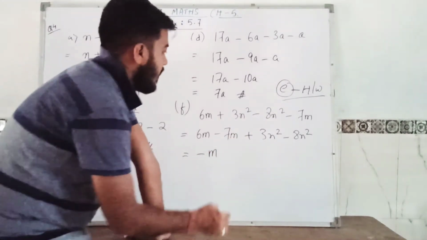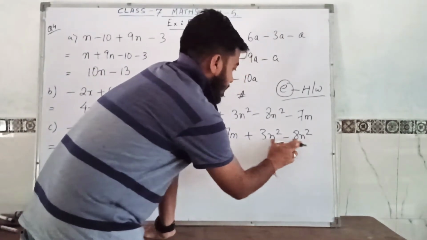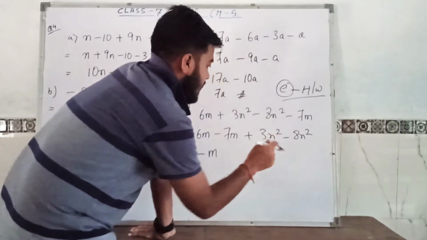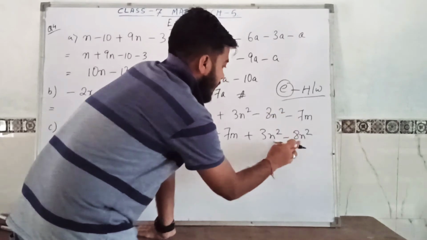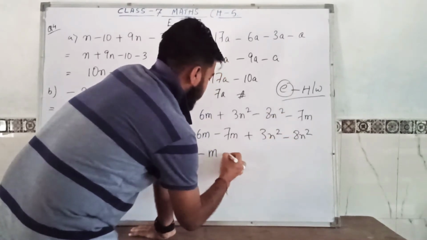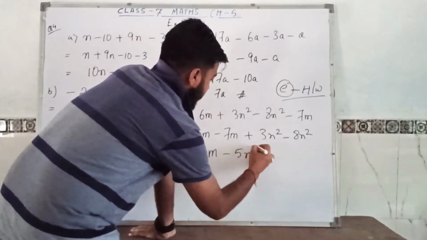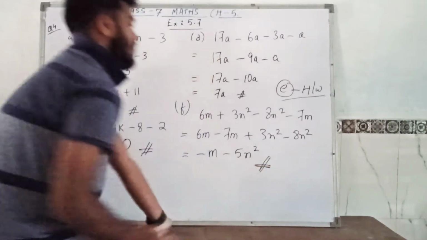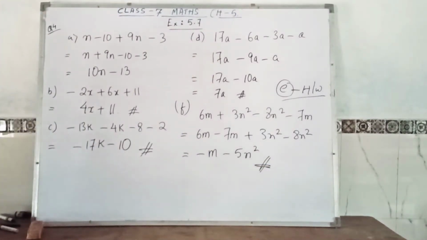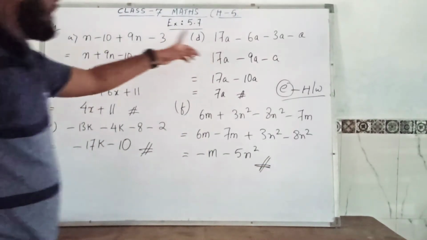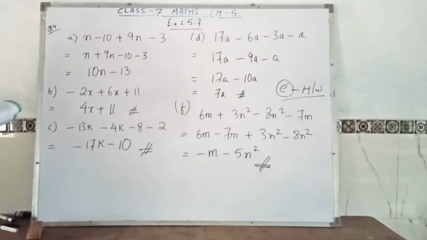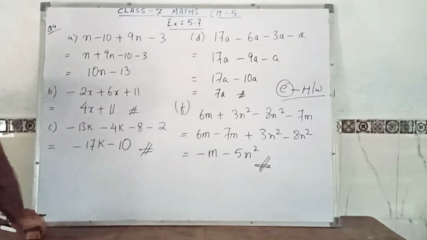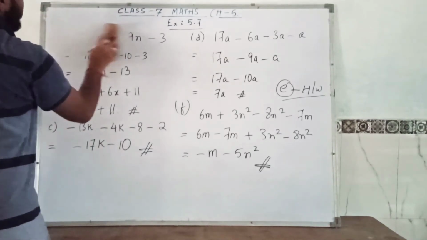Correct? Again, n square, same. So plus into minus is your minus. 8 minus 3 is your 5. 8 is bigger, it has a minus sign. So minus 5n square. And this is our solution. Done. A, B, C, D, E is your homework. F is done here. Alright. Let us go to question number 5.